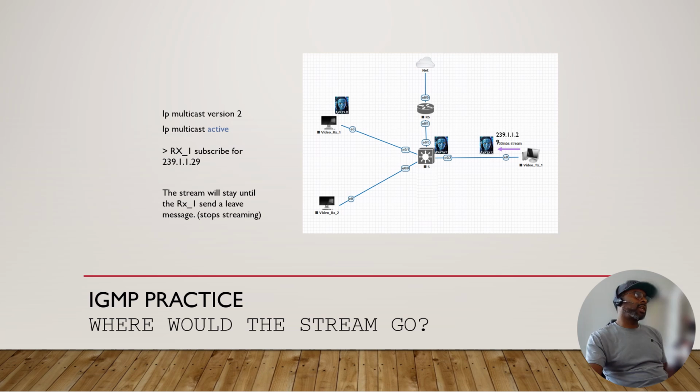The stream will stay until receiver 1 sends a leave message to stop streaming. But in this case, it doesn't show that fast leave is configured. So what actually happens is that the general inquiry will keep being sent out and this device won't respond anymore. And then after the default interval time elapses, that device is going to be dropped from the multicast group and no more traffic will be sent that way.